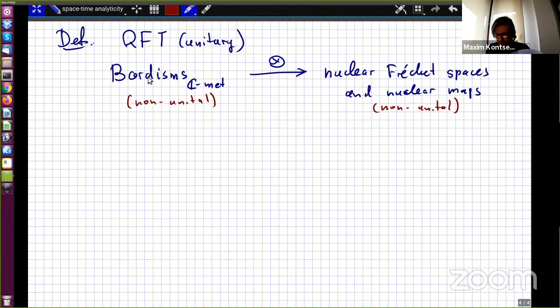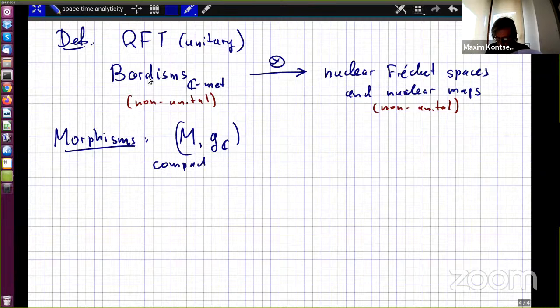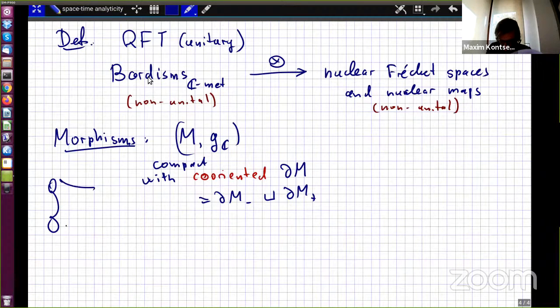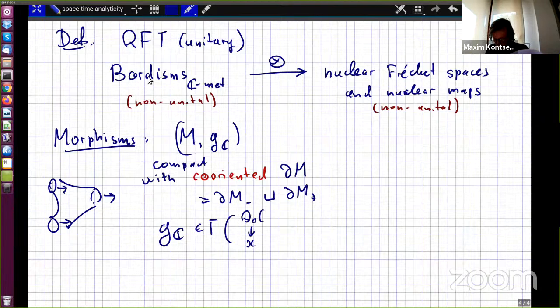So what is the category of bordisms? I'll say what the morphisms are. First, morphisms are compact manifolds with boundary, and the boundary will be, really importantly, co-oriented. So it means that it's just decomposed into 2 pieces. Yeah, so it's again the usual picture. And g_C is a complex metric. It's a section of the bundle which at a point x you consider the complexified symmetric square of the tangent space. That's essentially the definition. And from this definition, you can see what the objects are.